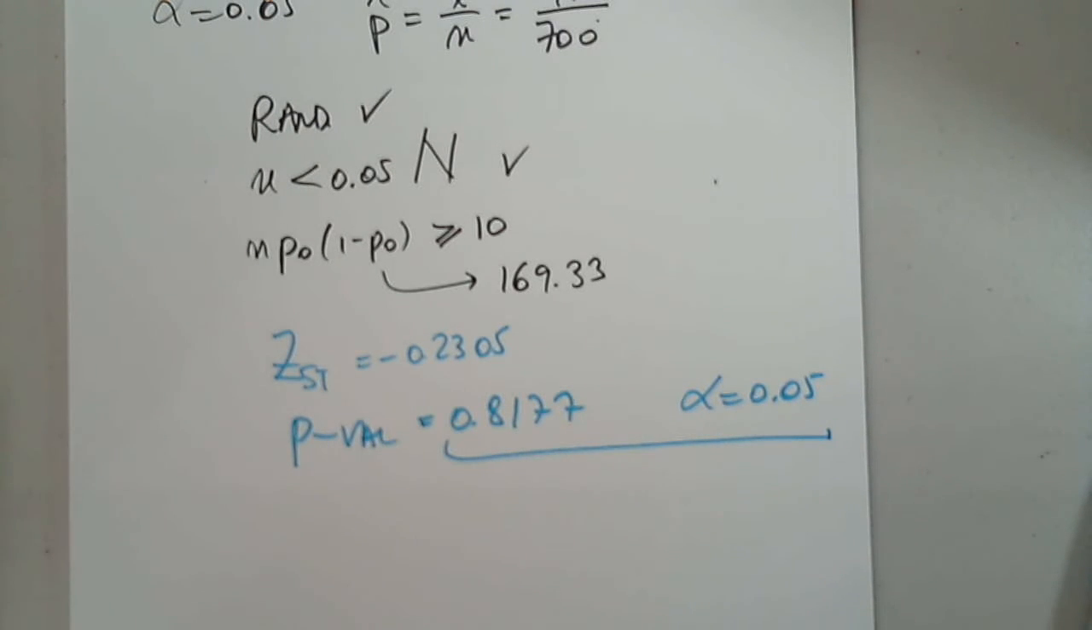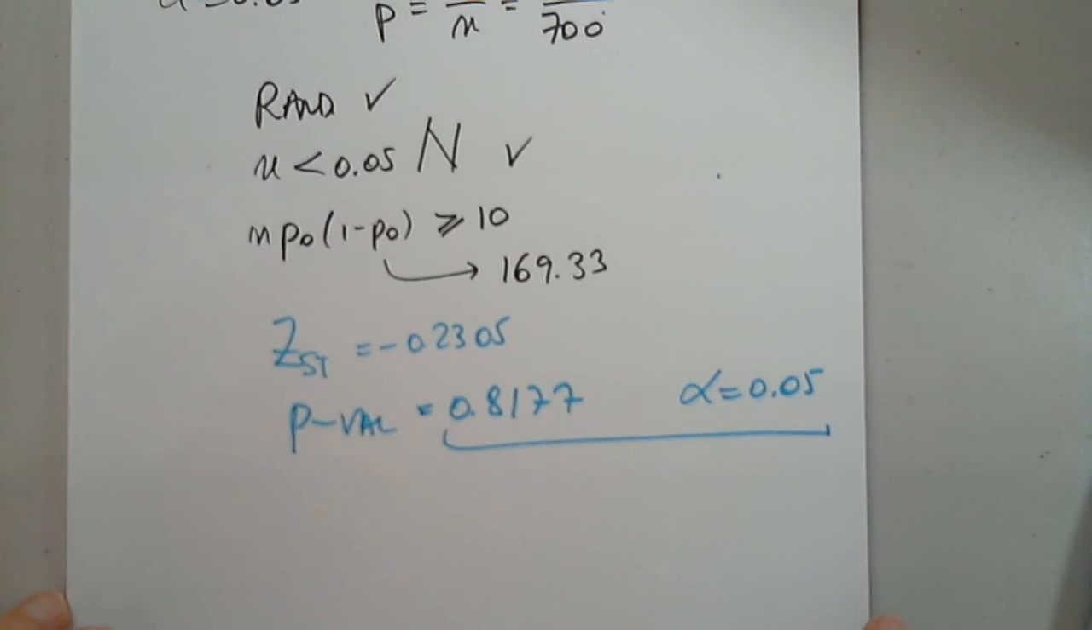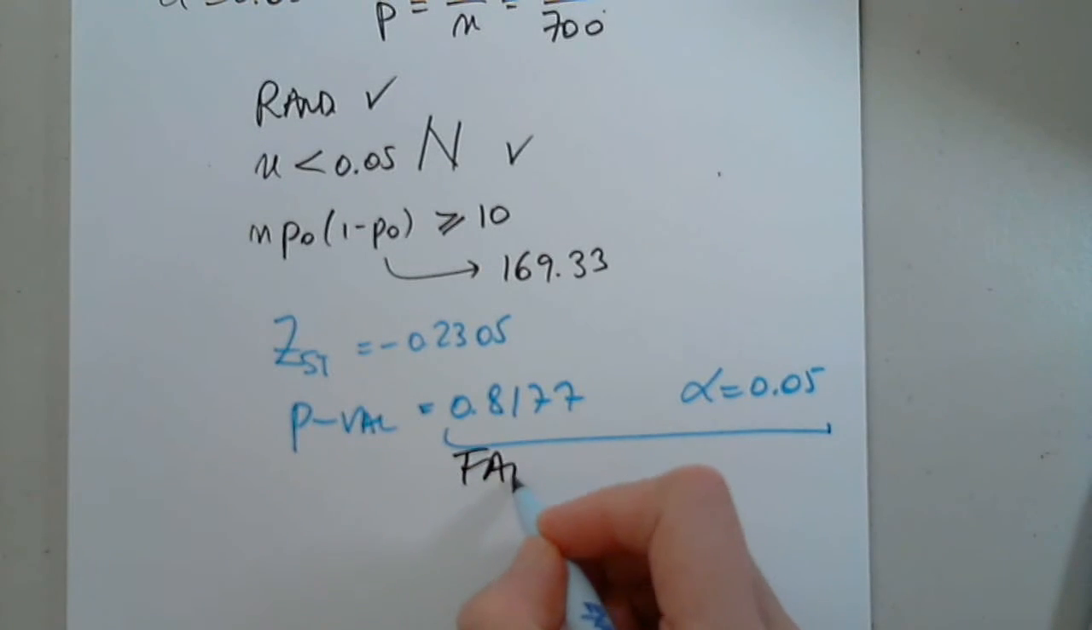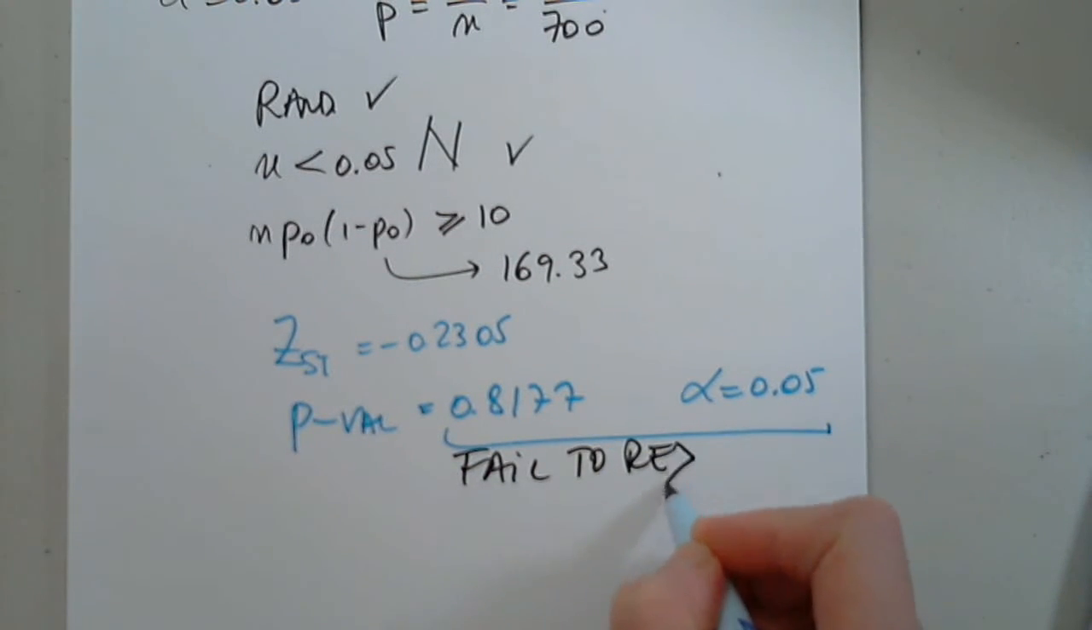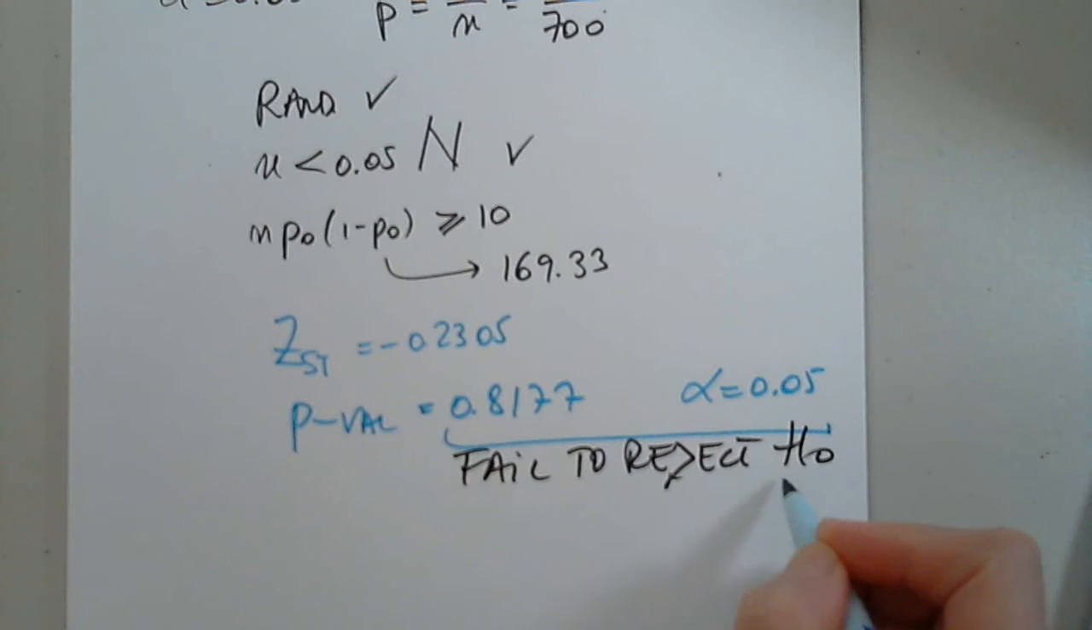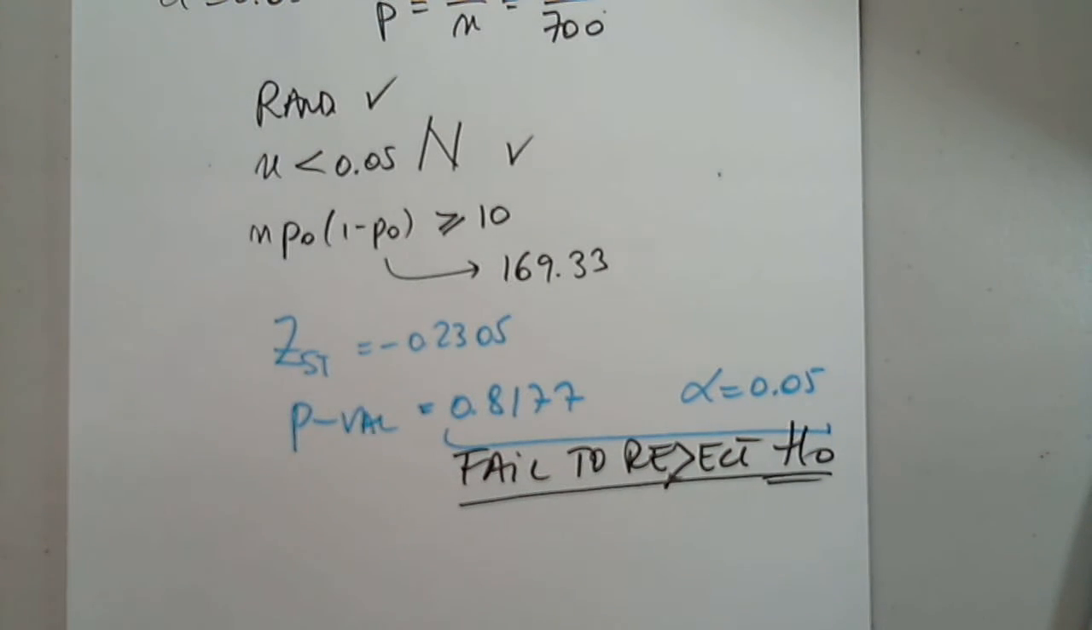Reject or fail to reject? Fail to reject, of course. Fail to reject the null hypothesis. Awesome. So now let's see what, okay, so it's either B or D.